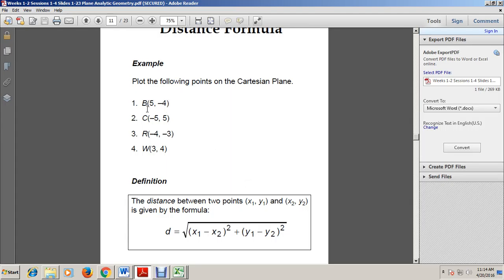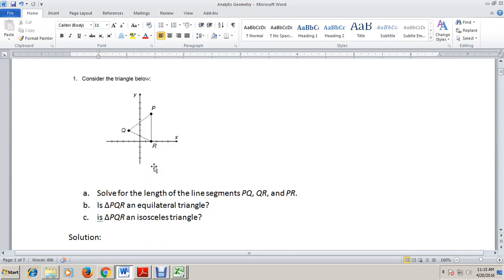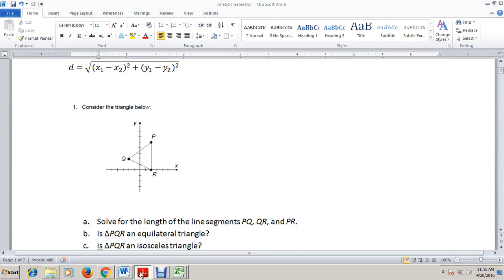Okay, so let's try to have a few examples. In this example, we are asked to plot the points. I'll be asking you to do these examples for point B, point C, point R, and point W. I expect that you will be submitting this as part of your requirement.